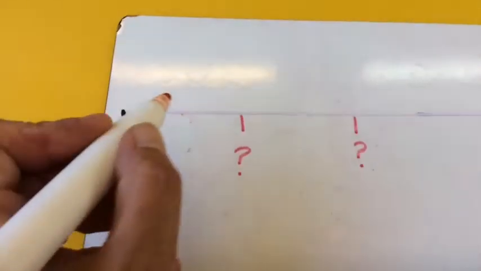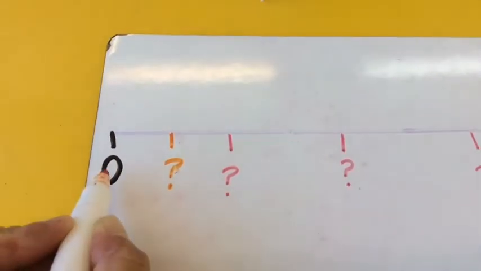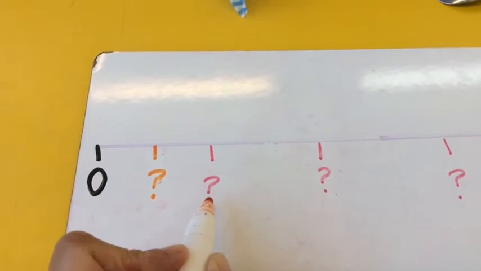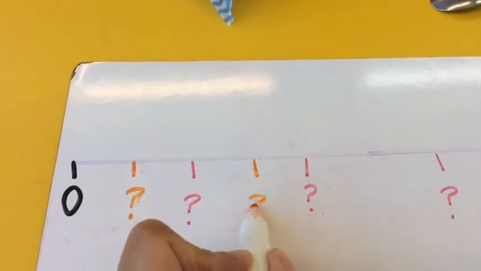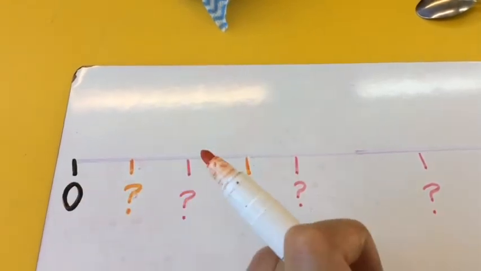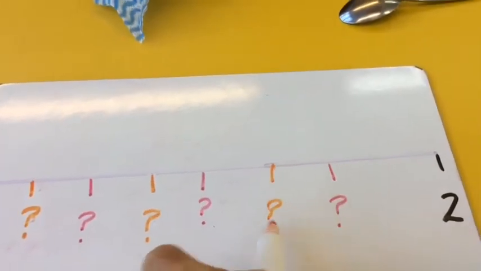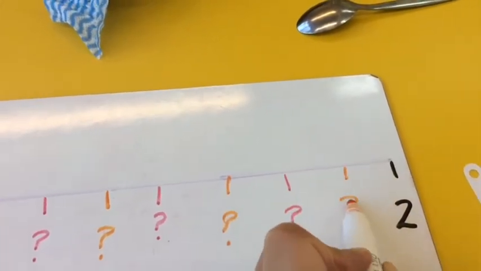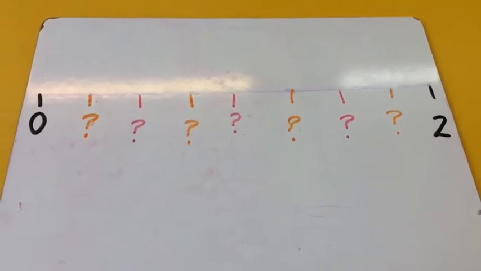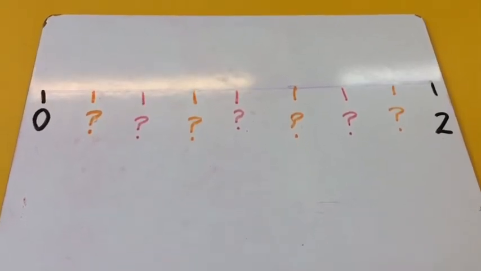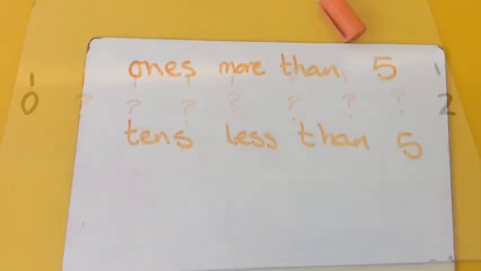Now I want you to think what fraction would be halfway between 0 and this fraction. Then, what will be in between those two? And so on. Hopefully you've realised you're going to be counting in quarters now. But how will you write the fractions? Pause the video and fill in all those missing numbers and fractions, please.